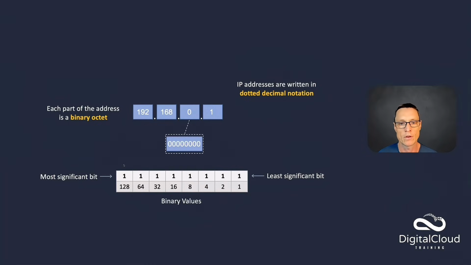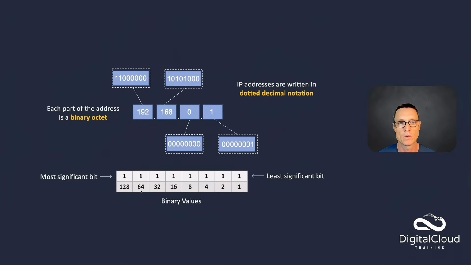So let's have a look at some examples. The 0 here would just be all zeros, so it's 8 zeros. 1 would be all zeros except for the very last one, because when that bit is on, the value is 1. Here we've got 192. Well, 192 is 128 plus 64. So it's 1, 1, and then all zeros.